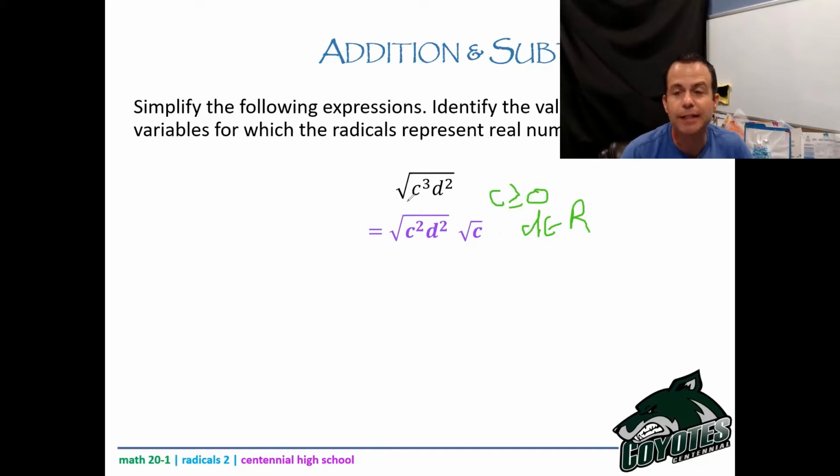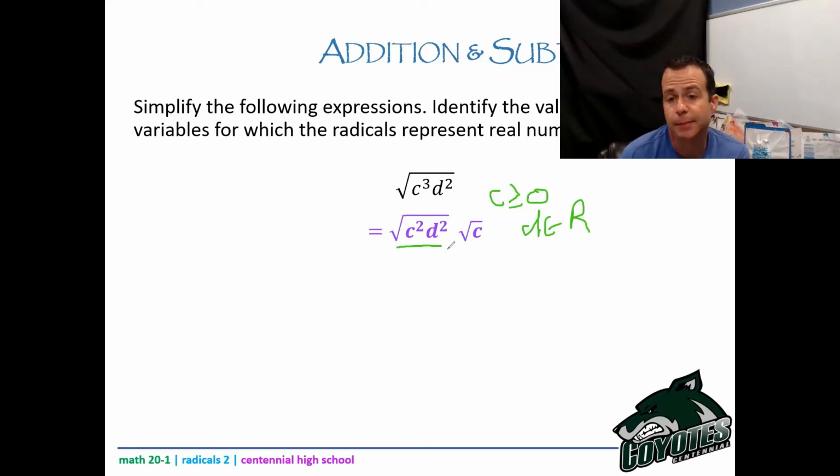Okay, so then what I did was I separated it into my perfect square piece and my leftover piece. I knew that from C to the 3, I could take out C squared, and D squared, I could take it all out. So my perfect square bit there on the left is C squared D squared. My leftover bit is root C.